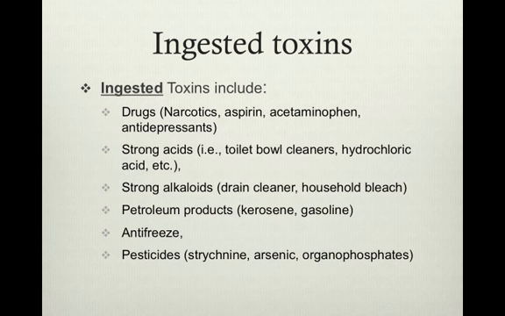We're going to talk first here about ingested toxins. Ingested toxins include things like pills, like narcotics, aspirin, Tylenol or acetaminophen, antidepressants, strong acids like toilet bowl cleaners, hydrochloric acid, strong alkalis, drain cleaners, household bleach, ammonia, petroleum products, kerosene, gasoline, antifreeze, which is ethylene glycol, pesticides like strychnine, arsenic, and organophosphates.